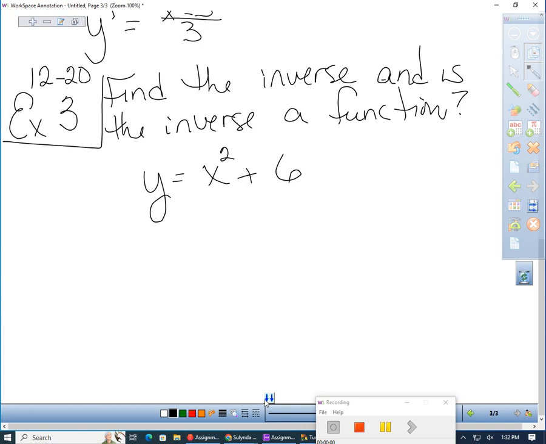It's a parabola. Yeah, x squared. It's a parabola that moved up 6 spaces, right? It would have looked like this. 1, 2, 3, 4, 5, 6. A parabola that goes like that, opens up because it's positive.